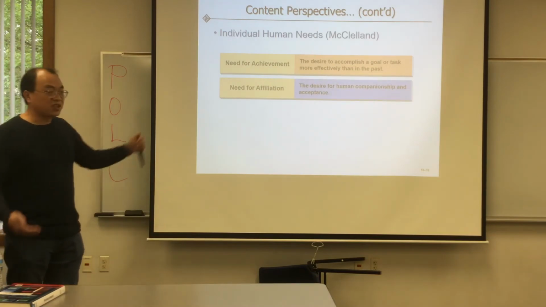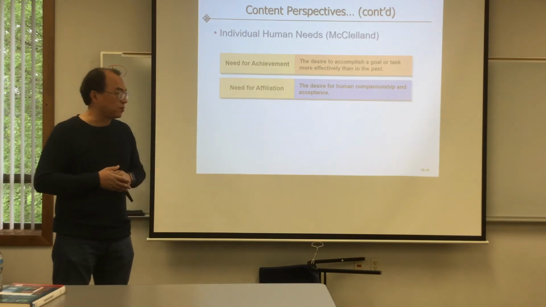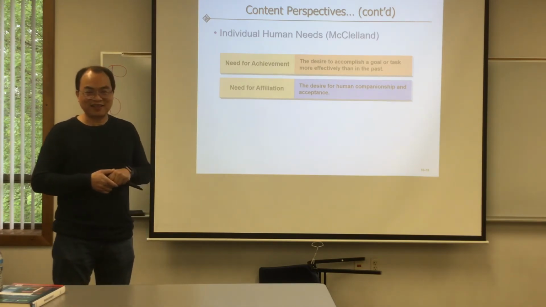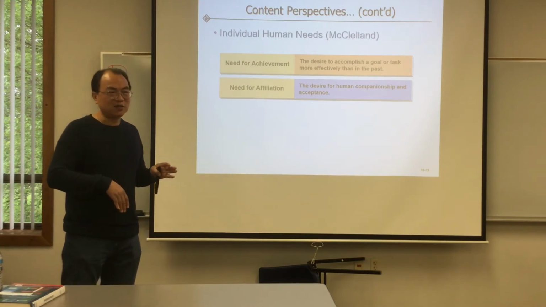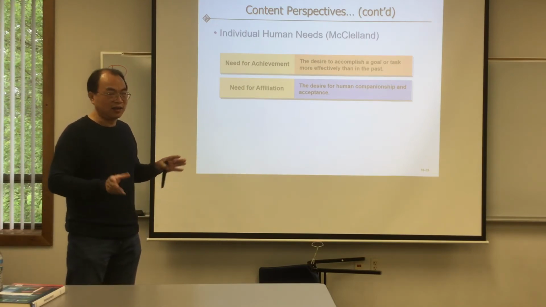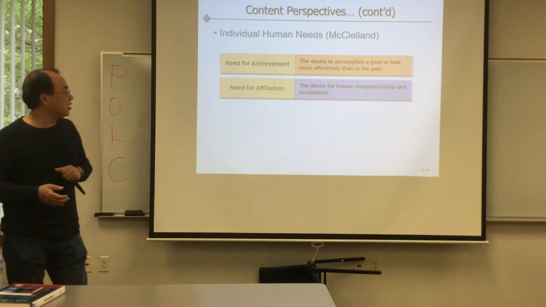But then, some people have needs for affiliation, okay? Again, talk about friendship, talk about acceptance. It's like relatedness. Going back to Maslow's, it's talking about friendship again, belongingness, right?